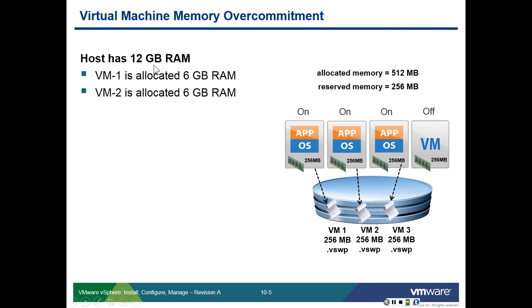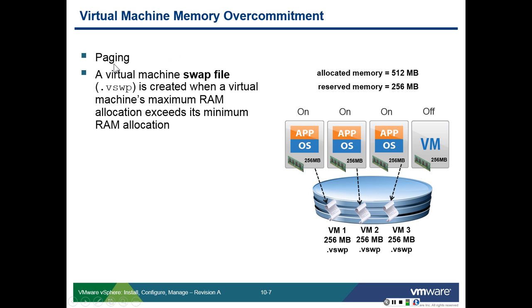Now let's look at virtual machine memory overcommitment. In this example, we have an ESXi host which has 12 gig of RAM. One virtual machine is allocated 6 gig of RAM, and the second virtual machine is allocated 6 gig of RAM, and there is no problem. That's great. But the problem is when we add a third virtual machine, which uses 6 gig of RAM. 3 6s are 18. We don't have enough RAM. When these virtual machines start using all of their RAM, it's not going to be there.